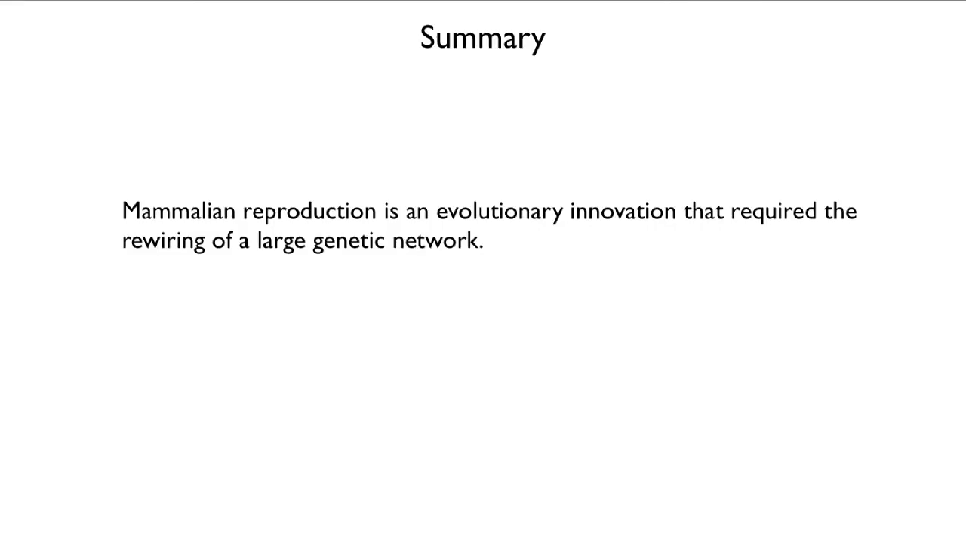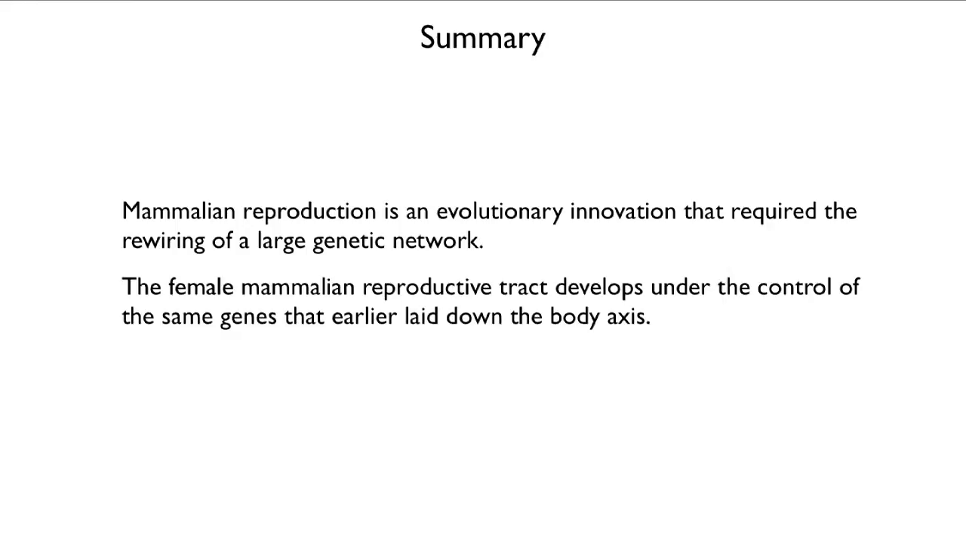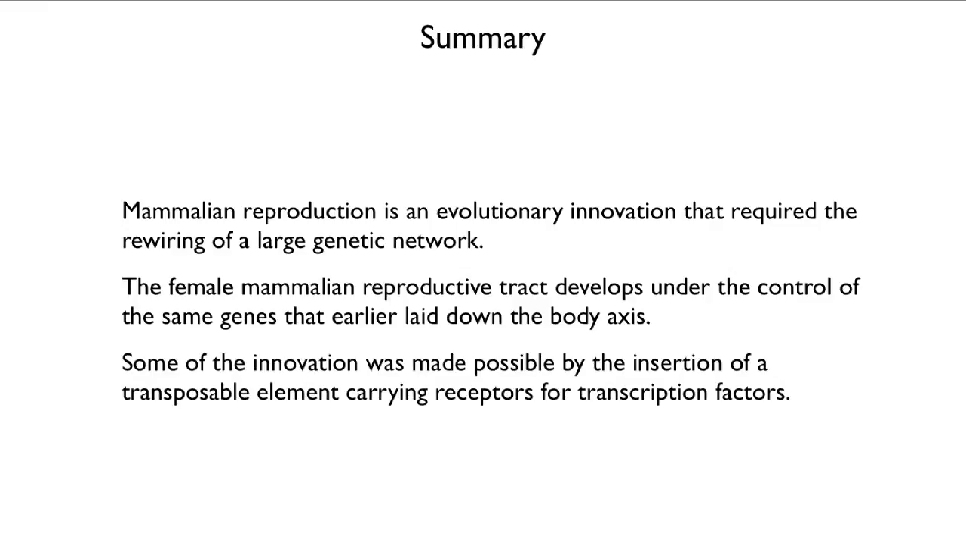So to summarize, mammalian reproduction is an innovation, and it required the rewiring of a big genetic network. The mammalian reproductive tract develops under the control of the same genes that earlier laid down the body axis. Some of the innovation was made possible by the insertion of a transposable element carrying receptors for transcription factors. That is a very interesting picture of the way that innovations in general can be generated.